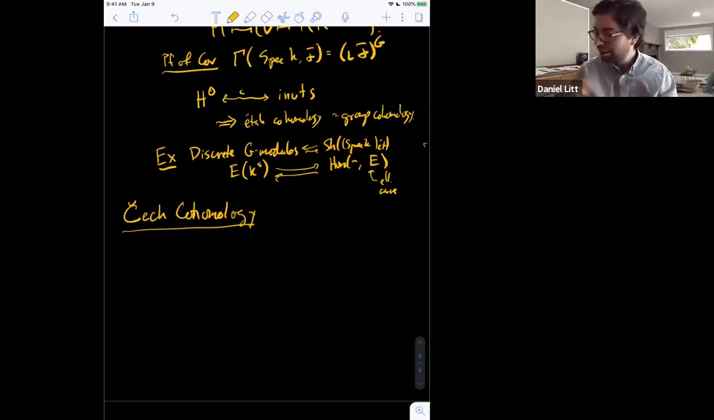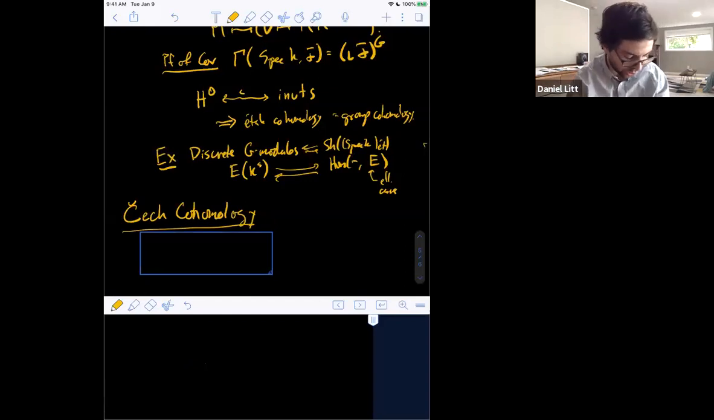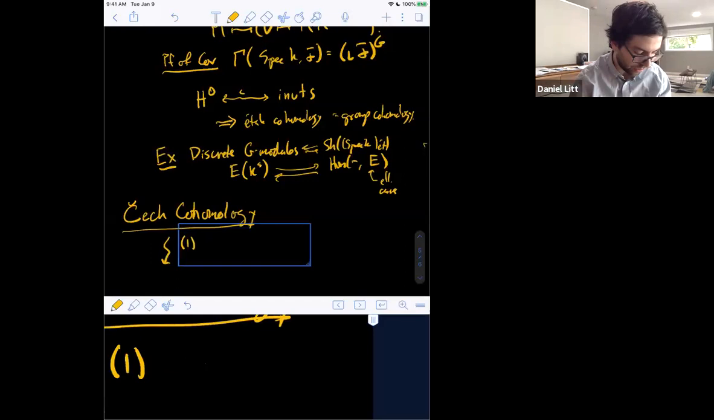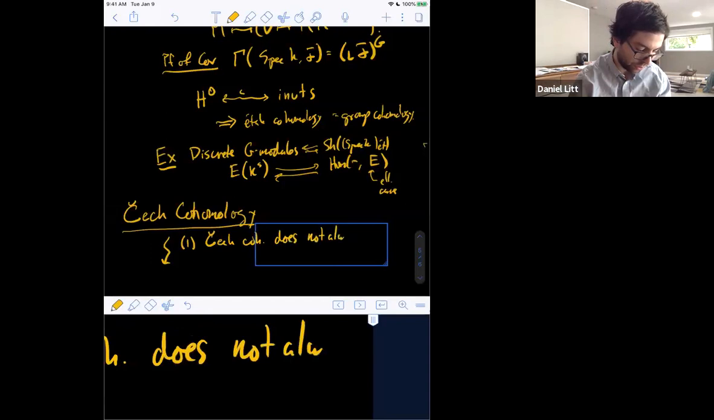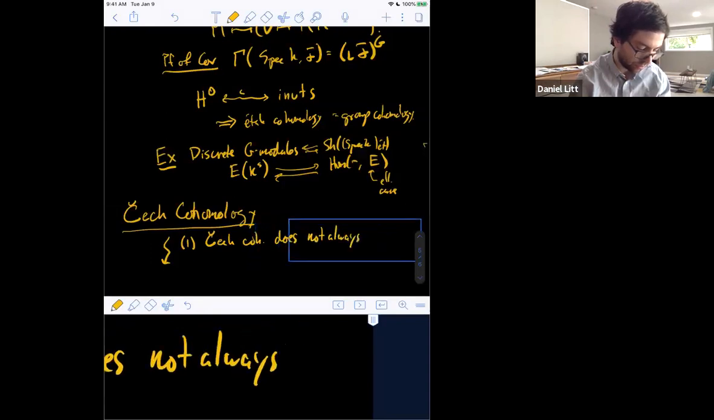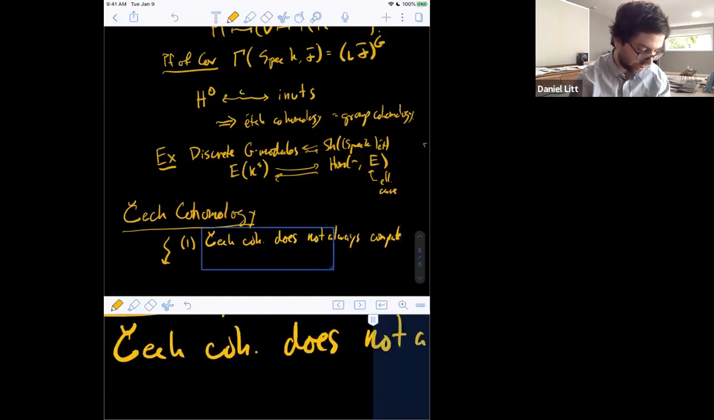Okay, I guess break over. So I'm going to start talking about Čech cohomology. There are two warnings I want to give. Warning one is that in general, Čech cohomology does not always compute étale cohomology.